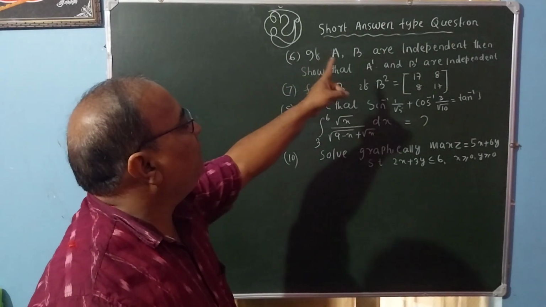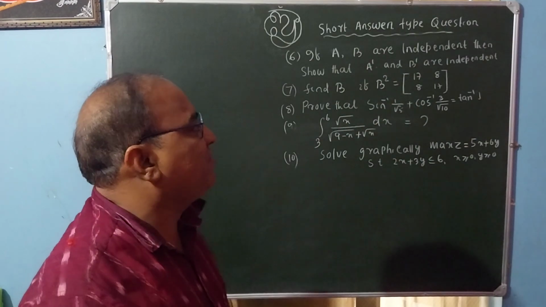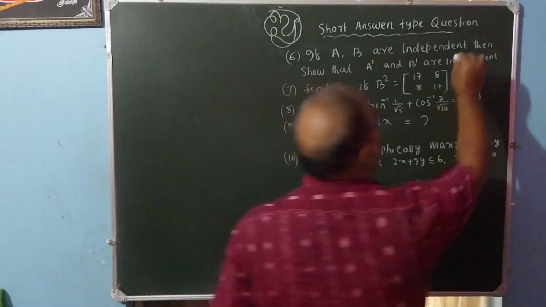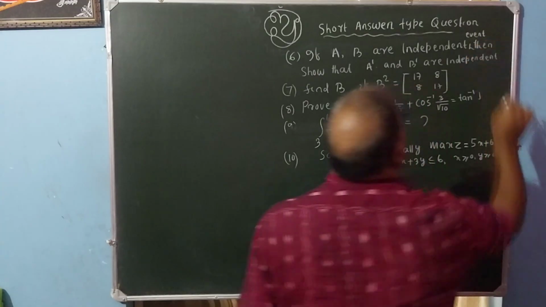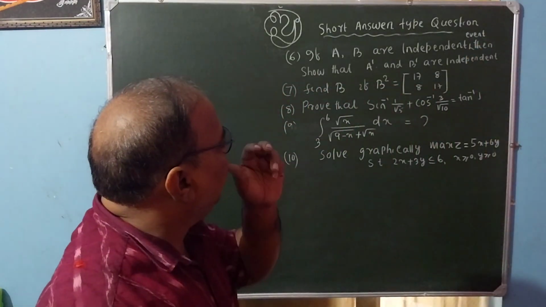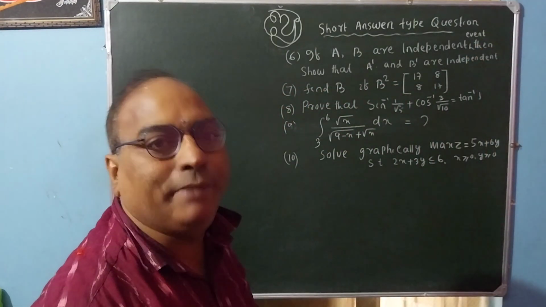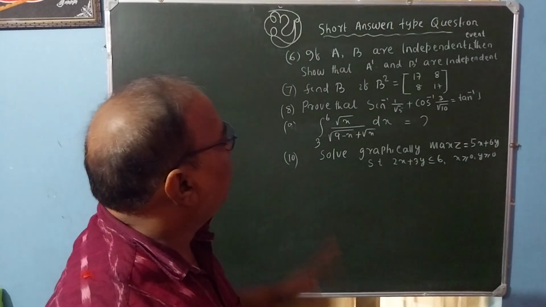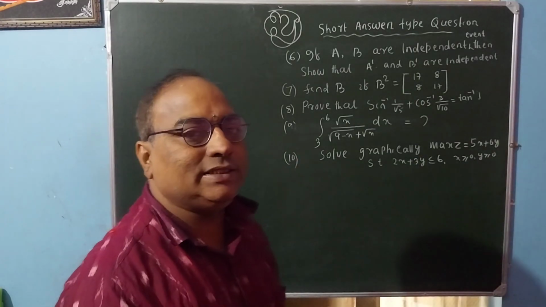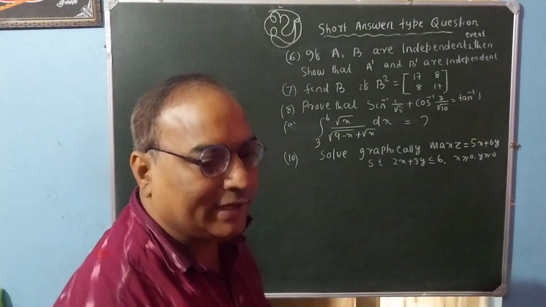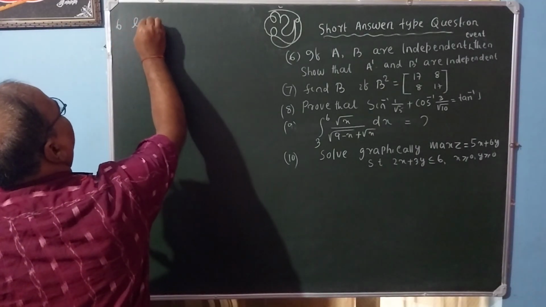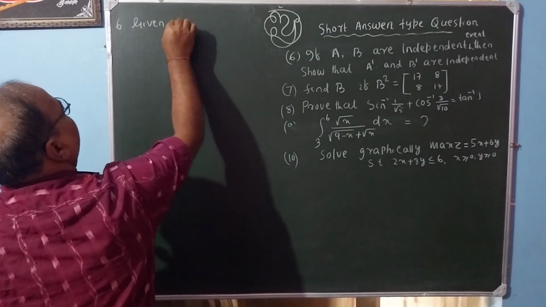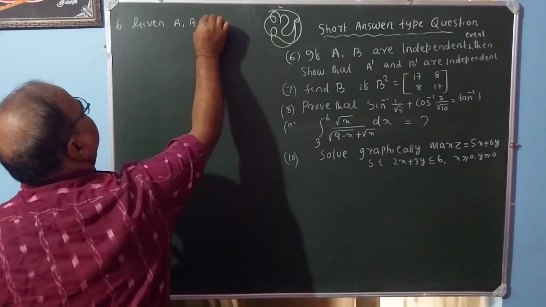If A and B are independent events, then prove that A dash and B dash are independent. Our aim is to prove A dash and B dash are independent. Given, write down, question number 6. Given: A and B are independent.